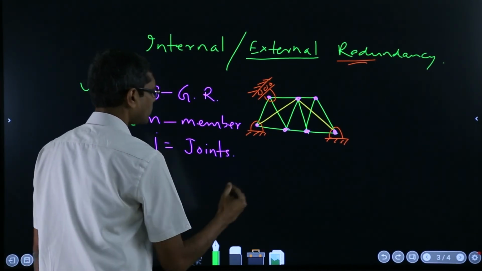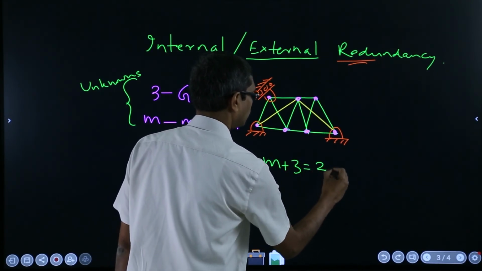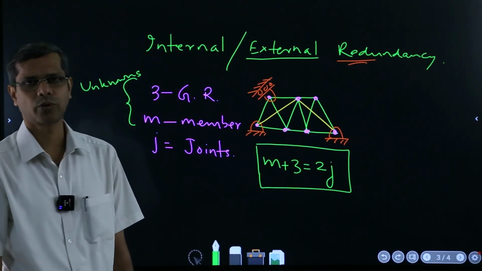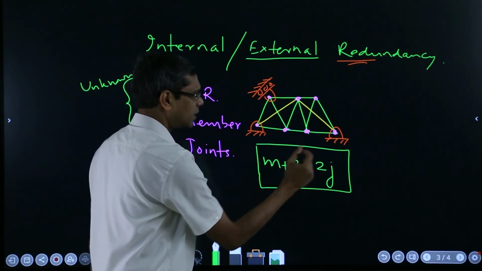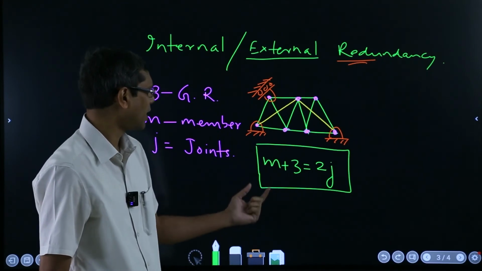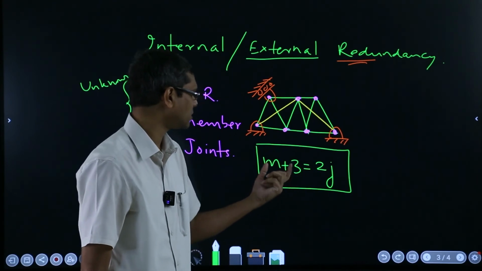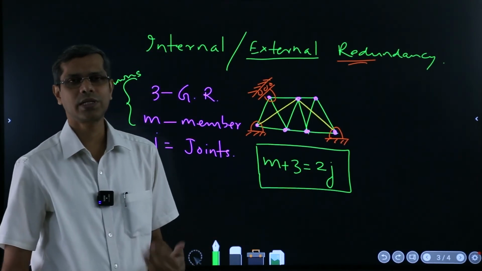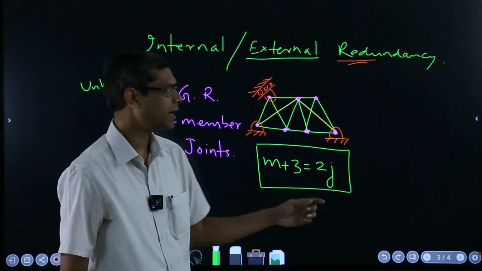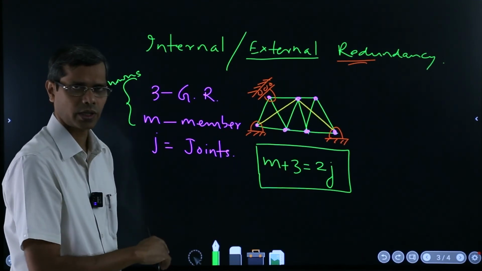So if you have m plus 3 equal to 2j, then you can solve for all the unknowns properly, because these are the number of unknowns and these are the number of equations, and if they match you can solve them exactly. If you have more members, then this side is more than that, and obviously you have redundancy. And if you have fewer members than what is desired, then obviously it will collapse. This is just a necessary condition, this is not sufficient.